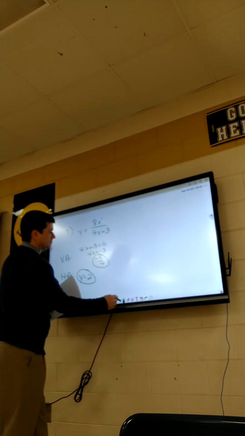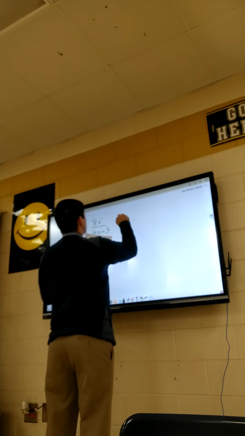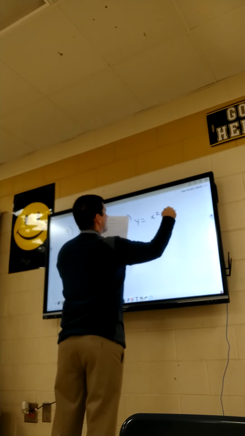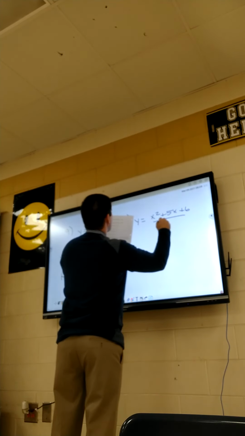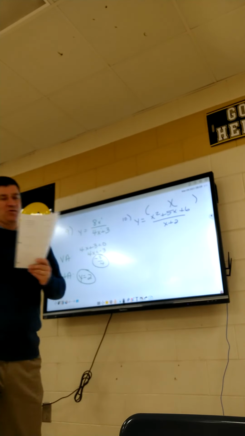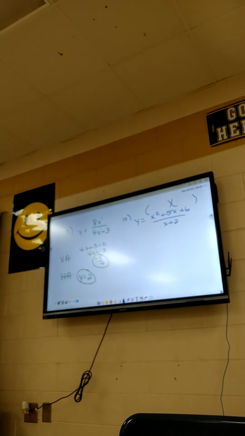All right. Number 10. Everybody factor the top and see what crosses out. That's going to help us find the hole. If you can factor it out up top, it's got a hole. Number 9 could not factor out up top, so you got to find the VA and the HA.